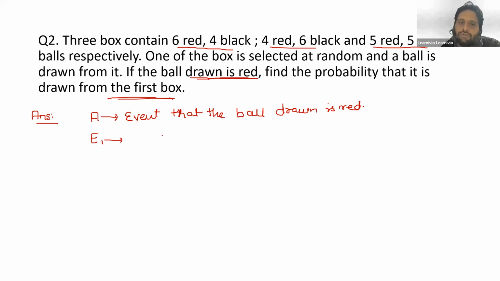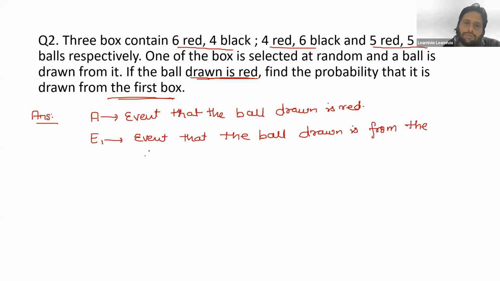Find the probability that it is drawn from the first box. Event E1: the ball drawn is from the first box. Now, what do you have to find? Check here. They have given you that the ball is red. You need to find out it is drawn from the first box. So from the question only, you can analyze that we need to find P(E1/A). Then write the formula.